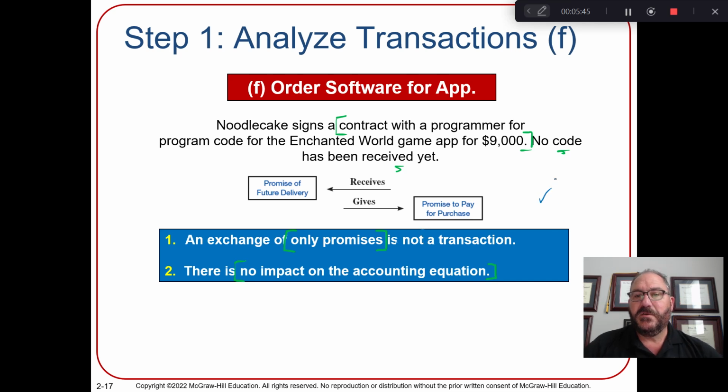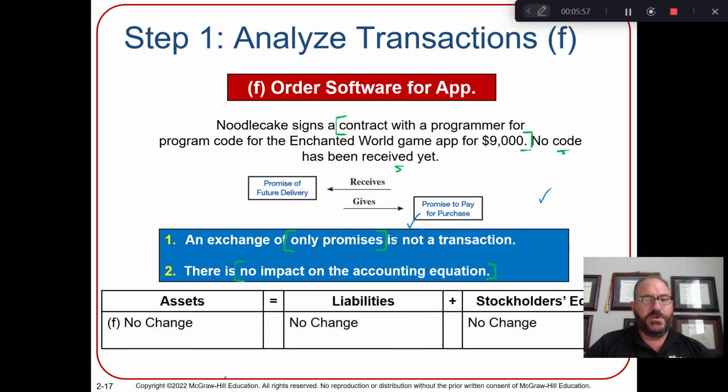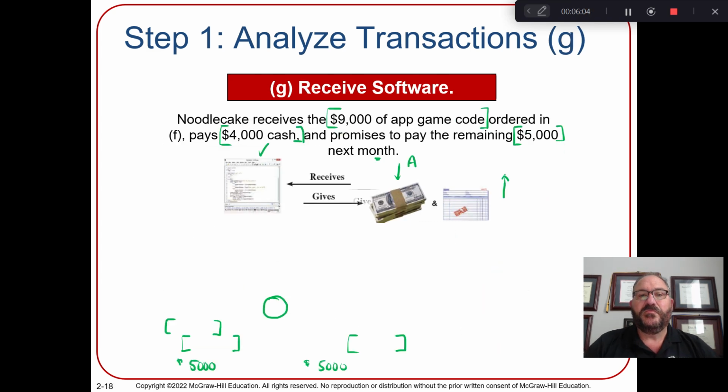Why is it not a transaction? Because they didn't pay anything yet. They're just telling you that they signed a contract. They're not saying they paid anything, and they haven't received the code. Okay? So no change, no change, no change. Why? Because it wasn't really a transaction.